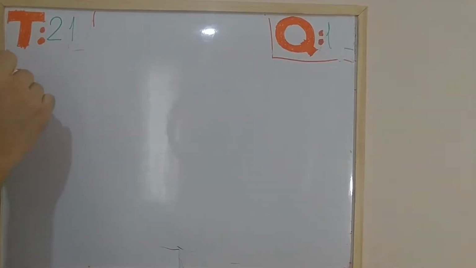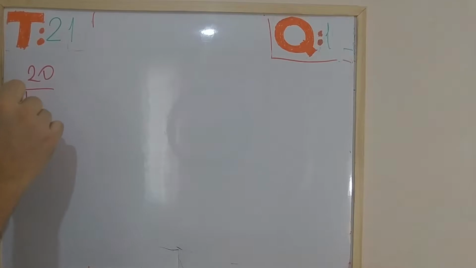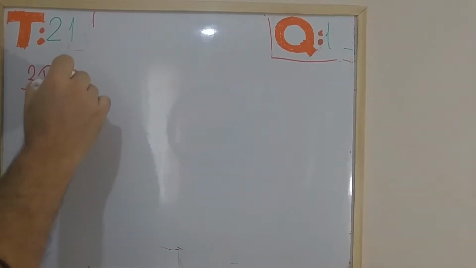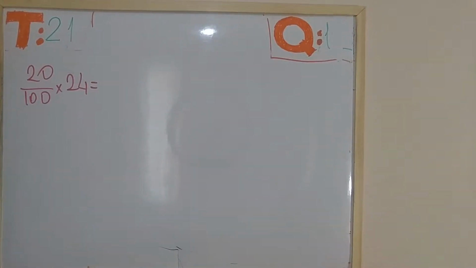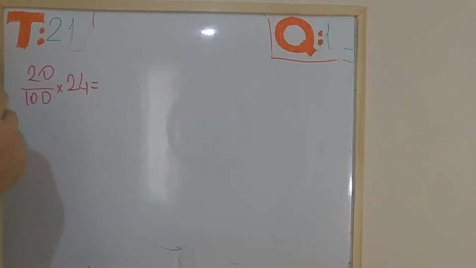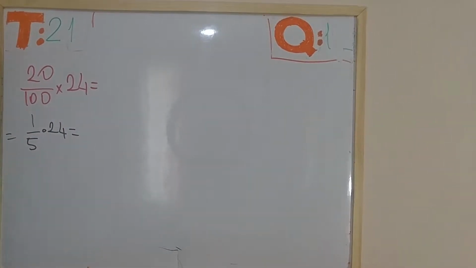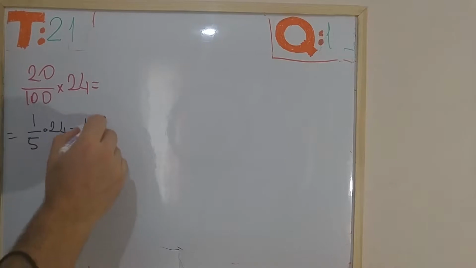Finding 20% of 24. Let's do it. Let's make some simplification first. 20 over 100 is equal to 1 over 5. 1 over 5 times 24, and this is equal to 4.8.